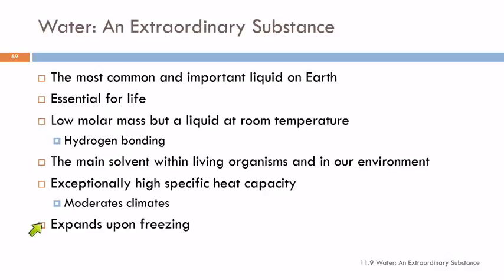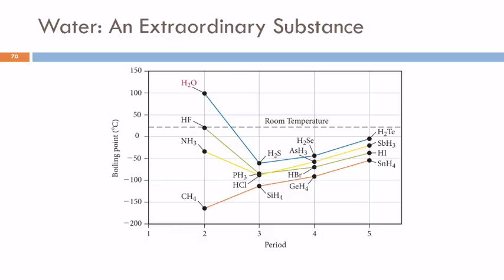And then the other weird thing about it is it expands on freezing. Most substances, when they go from a liquid to a solid, they become more dense and their volume decreases. Water doesn't do that. So here's a table. We've seen one similar to this before, but this one has a little more detail in it. Here we have a graph of boiling point versus period in the periodic table. And these are compounds of elements with hydrogen.